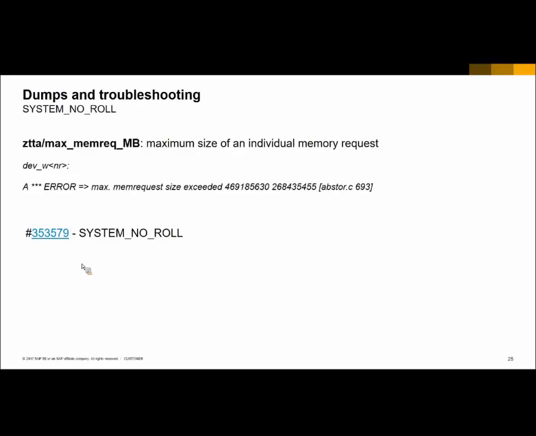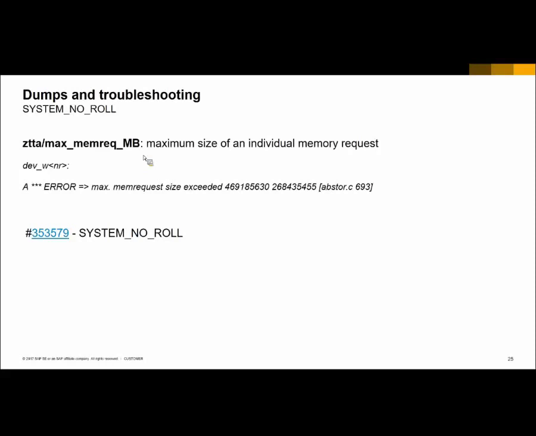System no-roll dump occurs when a program needs more memory, although not all the available memory is in use. Each transaction requires some memory space to process application data. If the operating system cannot provide any more space, this transaction is terminated. This system no-roll dump can be solved with the parameter ztta/max_memreq_MB, which limits the memory that can be allocated for a single memory request.